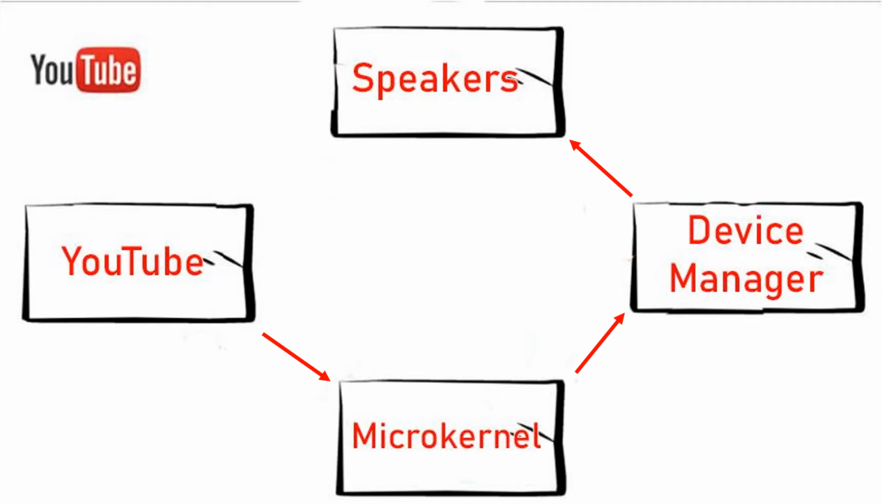The device manager will direct the request sent from the microkernel and the application used before to request speaker access. Another three steps are executed when the speaker returns back to the device manager with the access, then to the microkernel, and finally back to YouTube that had requested the service in the first place. 6 steps in total were executed through message passing, which created overhead due to the amount of message passing.